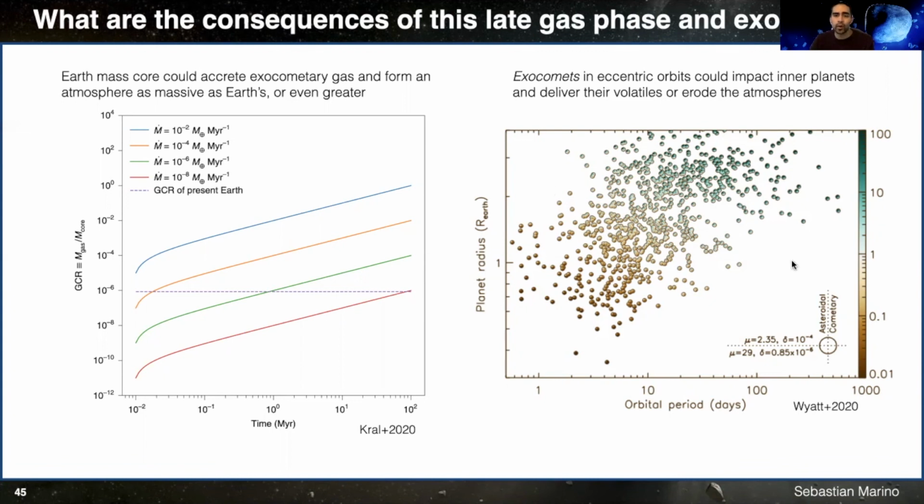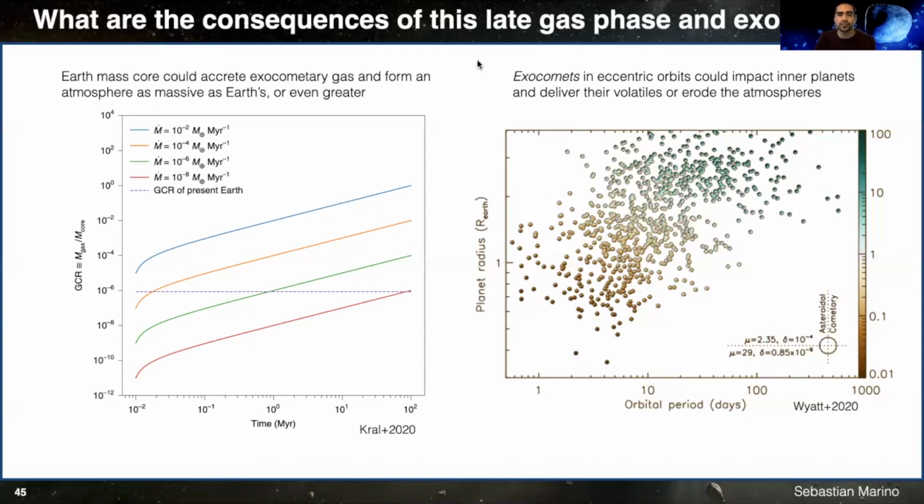So in this figure by Wyatt et al. 2020, you can see for planets of a given radius and orbital period or semi-major axis, are they more likely to accrete material from impactors, or are they more likely to have their atmospheres eroded due to those impacts? So in brown, you see those systems that would lose atmosphere mass, right? And in green, you see systems which would have their atmospheres growing. So either impacts of volatile-rich material or just accretion of the exocometary gas could have strong consequences for the evolution of planetary systems.